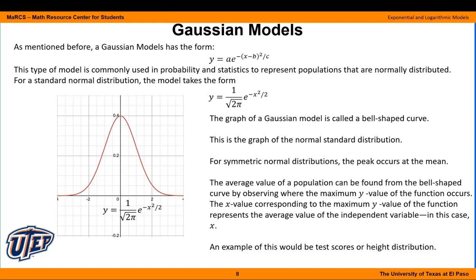For symmetric normal distributions, the highest point of the curve occurs at the mean. This means that the average value of the population can be identified by locating the x-value where the graph reaches its maximum height. Gaussian models are used extensively in statistics because many real-world measurements, such as test scores, heights, and measurement errors, tend to follow this general pattern.